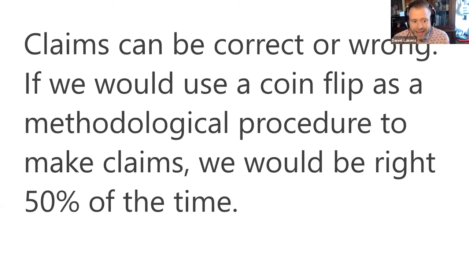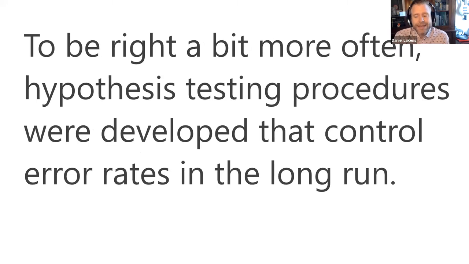Now, this procedure would have a 50% accuracy rate. That's not very high, of course. So that's why we don't use a coin flip in science, we use something else. And indeed, what we use are hypothesis testing procedures that have been developed many years ago, maybe 80 years ago, by Neyman and Pearson, for example, that can control the rate at which we make erroneous claims. So we have a methodological procedure, and if we use it correctly, and if we design studies correctly, then we have this methodological procedure that allows us to make claims without making too many errors about them.